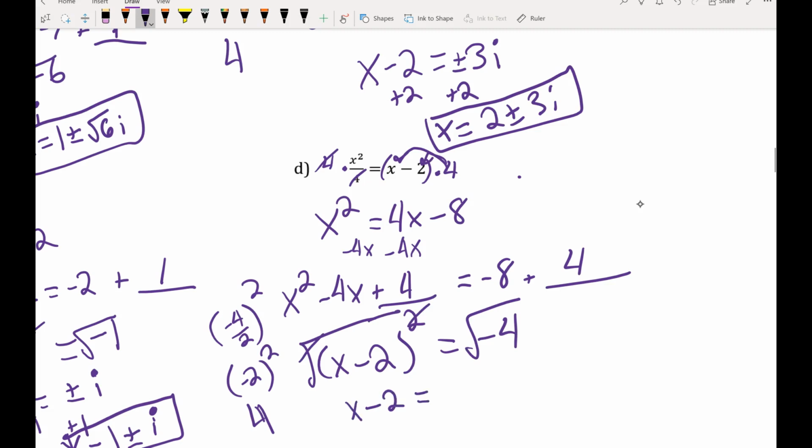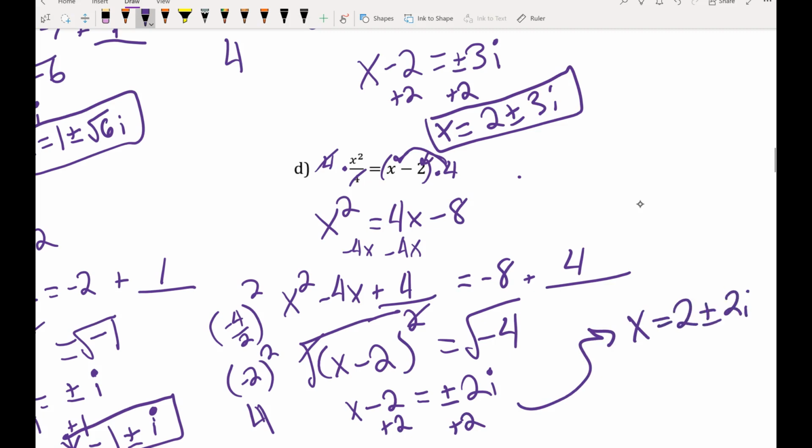So when I'm looking at this right side of the equal sign, that just simplifies to, well, the square root of 4 is 2, and since it's negative, I know there needs to be an i there. Add 2 on both sides, and we get that x is equal to 2 plus or minus 2i.